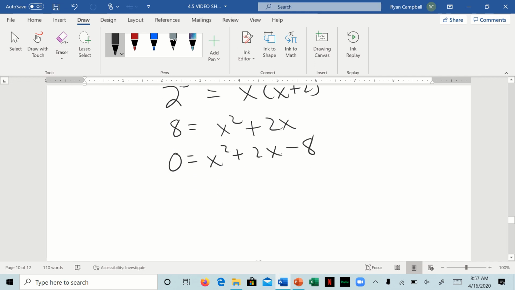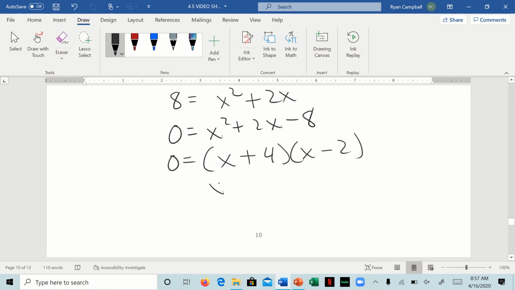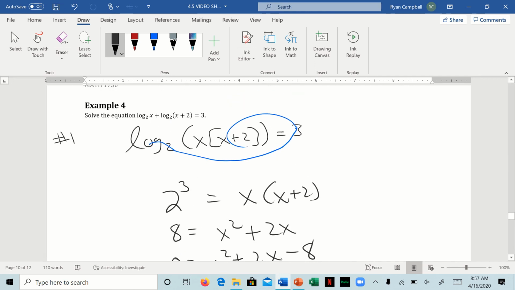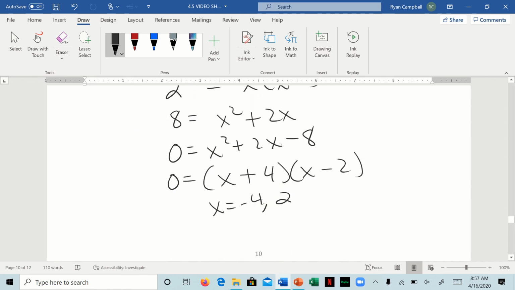Right? What two numbers multiply to get you negative 8, adds to get you 2? And that's going to be positive 4 and negative 2, right? So then that means x is negative 4, x is positive 2. All right, so we gotta check ourselves, right? So we got log of just x.